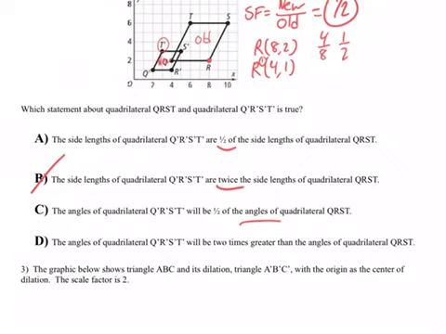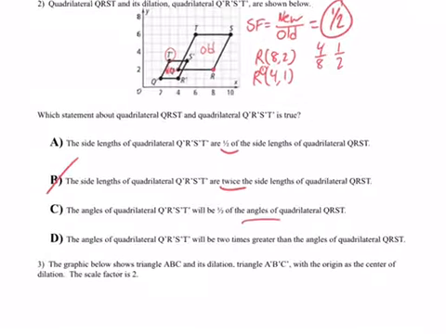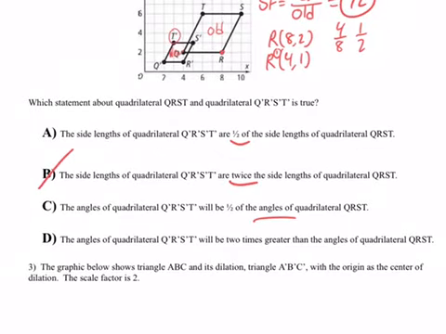Angles always have to be the exact same. Hopefully I get a chance to show you in class that those are the exact same. I've got a quick little proof for it, but for now, take my word for it. Angles are all the exact same. And D, again, it talks about the angles, and angles have to be the exact same. They will never be 2 times greater. That's got to be out. Answer is A on number 2.